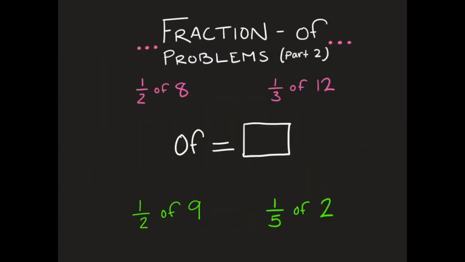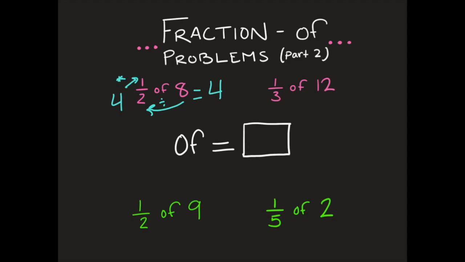So today we're doing fractions of problems, part 2. At first I'm going to review how we did this in yesterday's lesson. Remember, I'm going to take 8 and divide. 8 divided by 2 is 4. And then I'm going to multiply times my numerator. So 4 times 1 equals 4. So if I want 1/2 of 8, my answer is going to be 4.